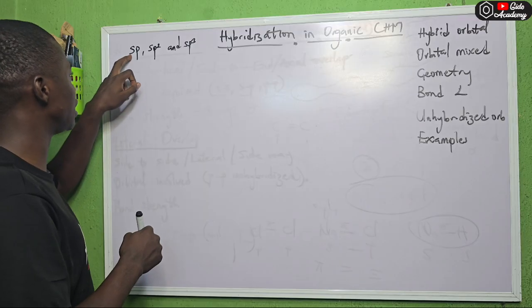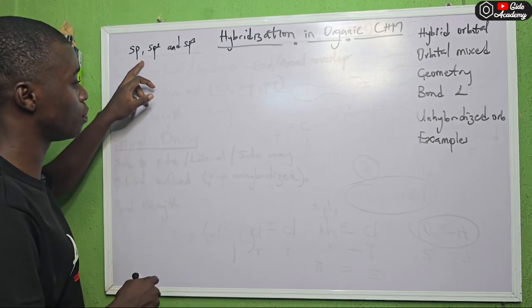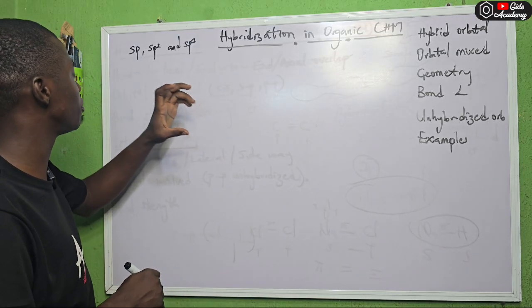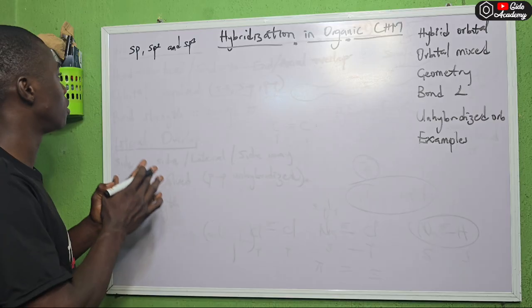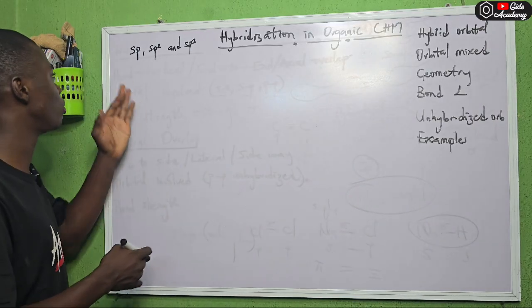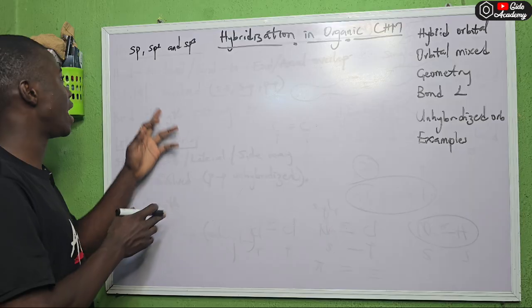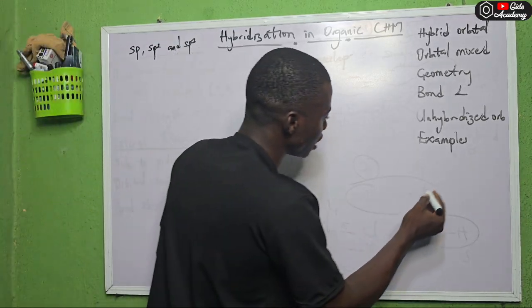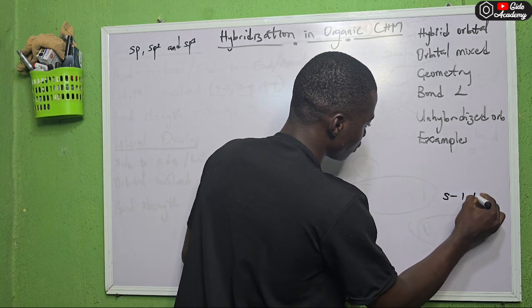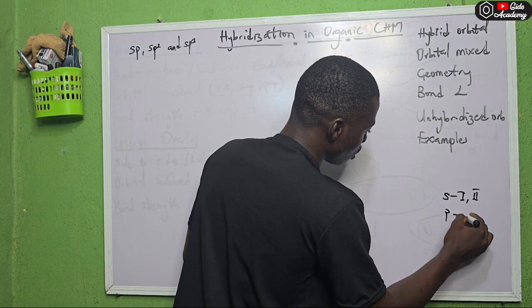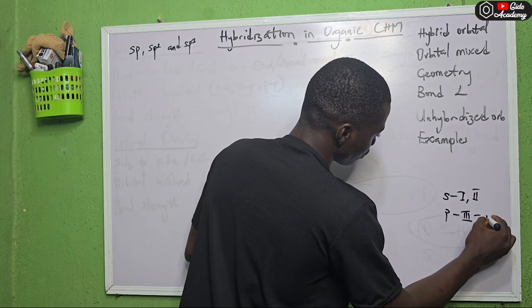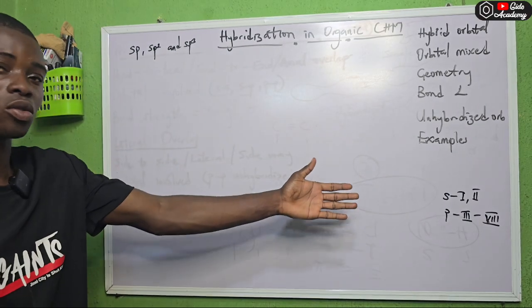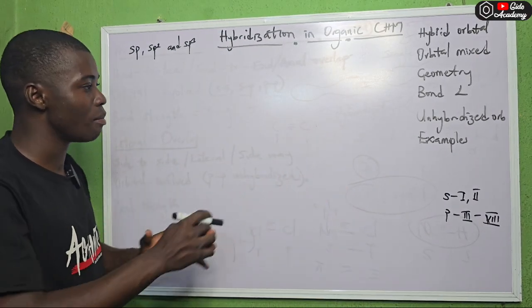Please take note: whenever you see S, I'm talking about the S orbital, and if you see P, I'm talking about the P orbital. These three hybridizations in organic chemistry mean that one or more orbitals must come from the S block, while one or more also come from the P block. The S block consists of group 1 and group 2, while the P block in the periodic table consists of group 3 to group 8. Group 8 is also called group 0. That's something I want you to take note of before we start the video.